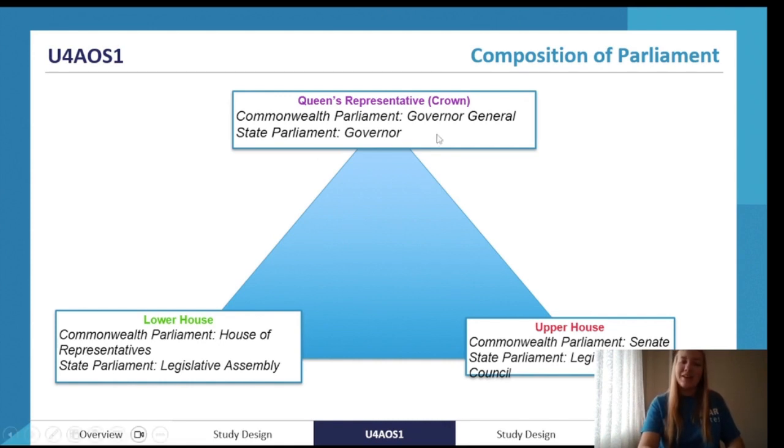So, lastly, at the very top of the pyramid, technically with the most power, is the Queen's representative, the Crown. We know, however, that the Crown, the monarch in England, doesn't really do this. They don't partake in lawmaking and don't really do anything. So they're actually represented by the Governor General, which is the Crown's representative in the Commonwealth Parliament, and in the state parliament, this is the governor. So make sure you remember this and don't confuse this and lose marks when you're responding to questions.